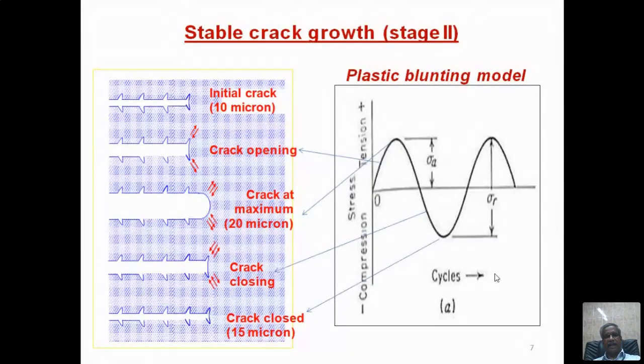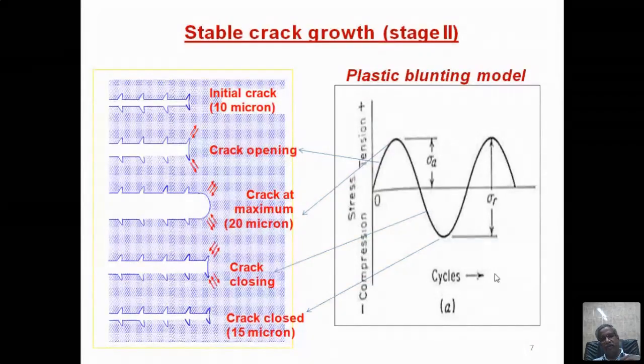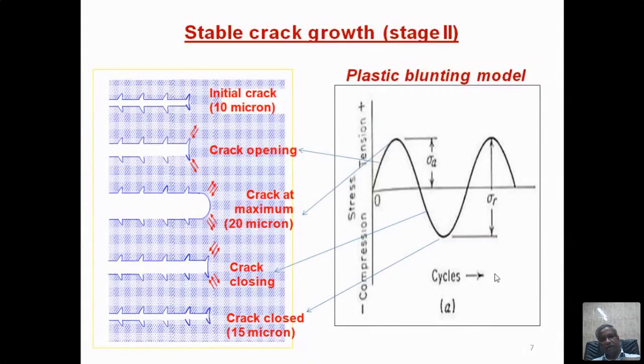So this is the initial crack. For example, you have a crack whose length is 10 microns. It's a very sharp and very short crack. When the tensile component of the stress cycle is applied on this component, what happens? The tip of the crack will open up because you are pulling. Pulling means you are separating, so the crack will open.